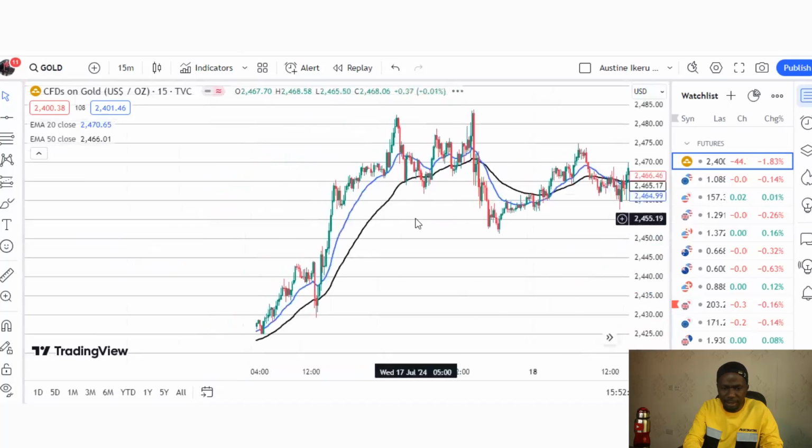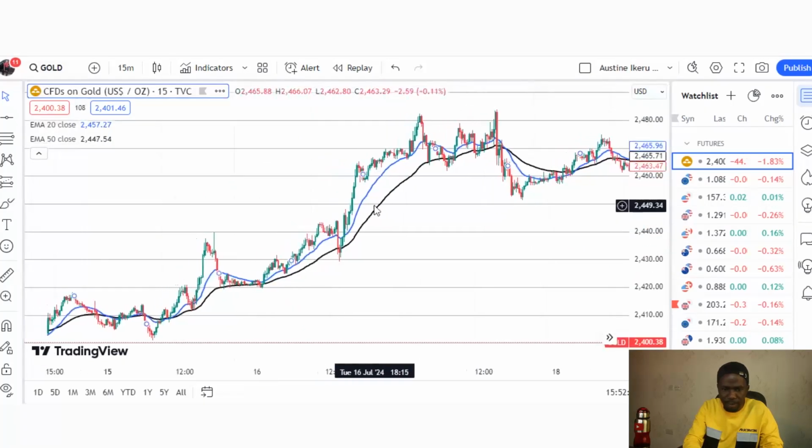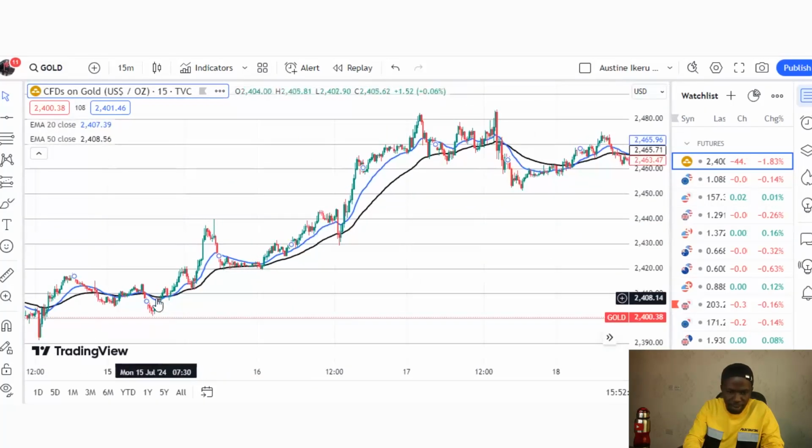You can still see it here. You can see here the faster EMA, which is this blue line, cross above the slower EMA, which is this black line. This black line is the 50 EMA, right? And this blue line is the 20 EMA. So when the 20 EMA crosses above the 50 EMA, the price went up, right? You see that the crossover happened here and the price went up.